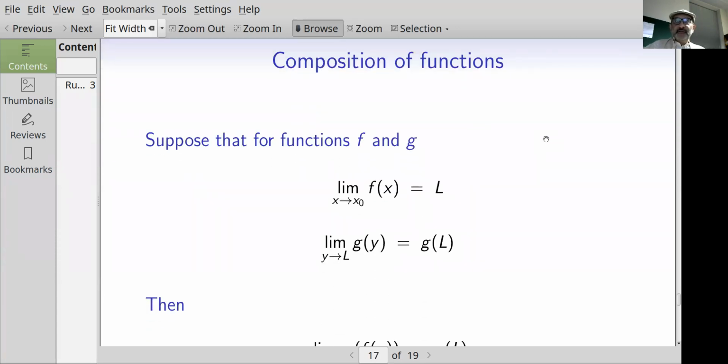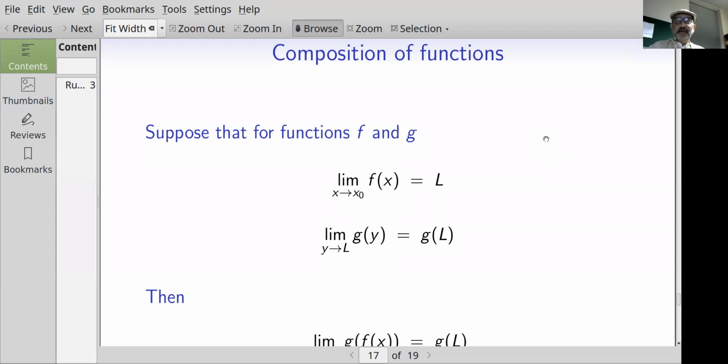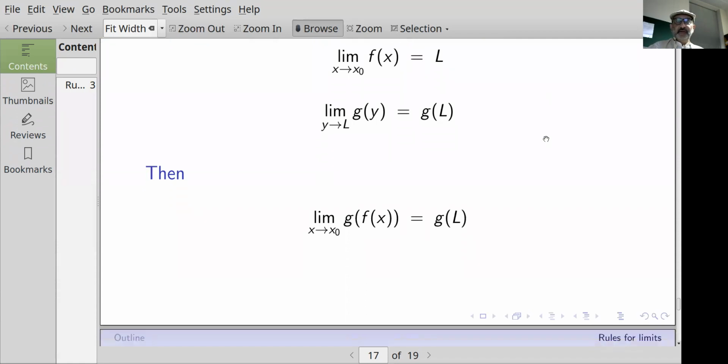We have composition of functions. Supposing the limit as x goes to x naught of f(x) is equal to L, and the limit as y goes to L of g(y) is equal to g(L), then the limit as x goes to x naught of g composed with f of x is equal to g(L).